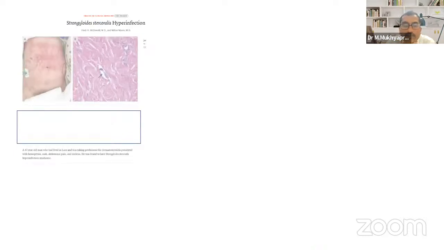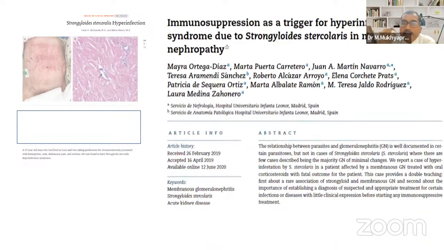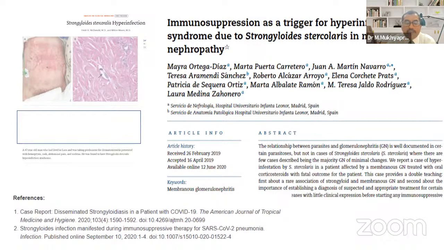When we diagnosed, we went through the literature. This is from the NEJM Image of the Month, which showed Strongyloides stercoralis hyperinfection. So if you see that, immunosuppression is a trigger for hyperinfection syndromes due to Strongyloides stercoralis. Particularly in this case, it's from membranous nephropathy when the steroids were started. This was from a journal in 2020. And there are so many case reports. We were giving a lot of steroids in COVID time. There was an article in the American journal, disseminated strongyloidosis in a patient with COVID-19, Strongyloides infection manifested after immunosuppression for SARS-CoV-2. What was the point?